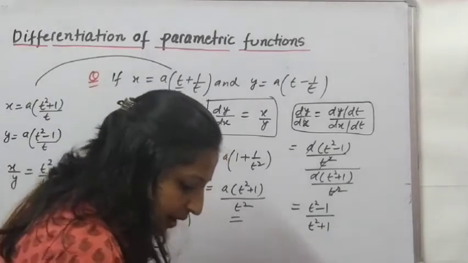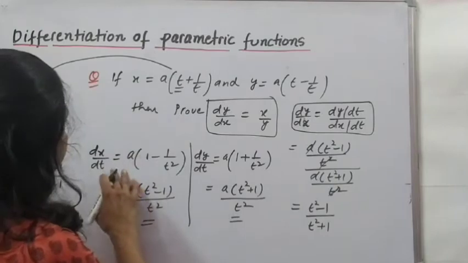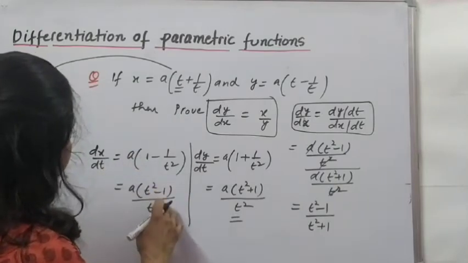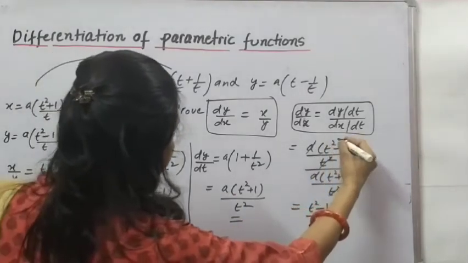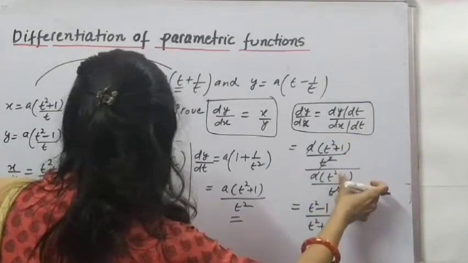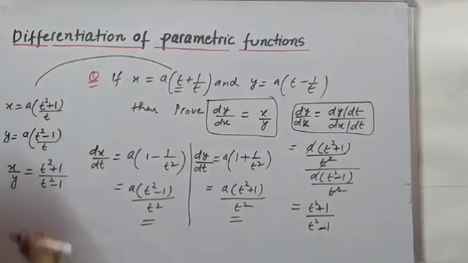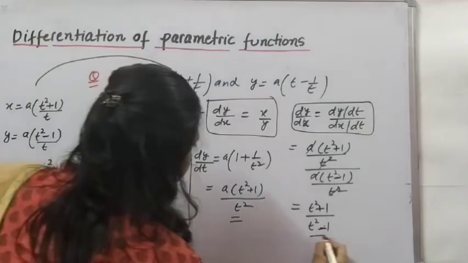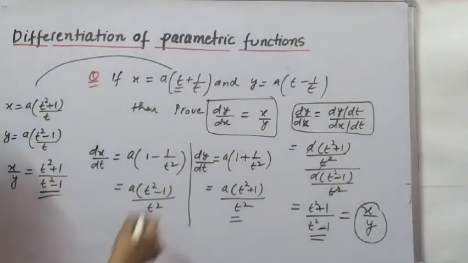And we have to prove dy by dx is equal to x upon y, right? So dx by dt is equal to a(1 minus 1 by t square), that is t square minus 1, and after substituting the values we get t square plus 1 upon t square minus 1. Okay, now let us come to this point. So x upon y is equal to t square plus 1 upon t square minus 1. So finally it is equal to x upon y. So we have proved dy by dx is equal to x upon y.